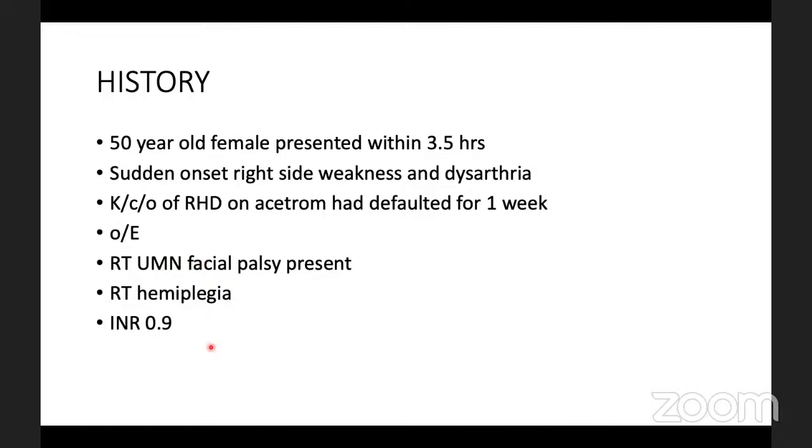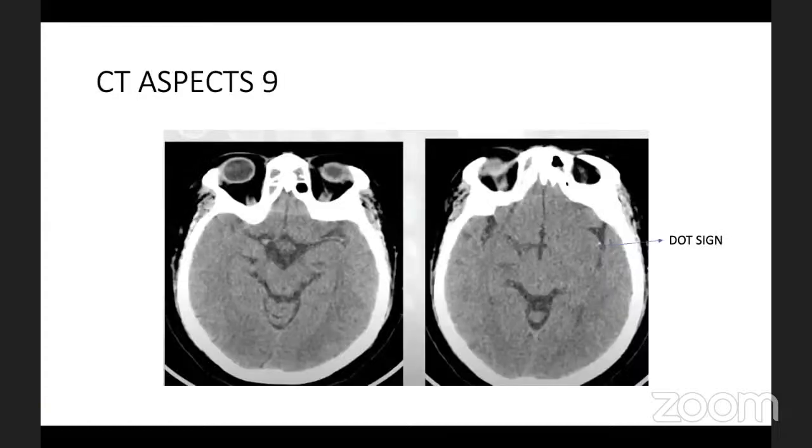The INR was subtherapeutic, less than 1.7, so she can be taken up in the IVT window. So less than 3.5 hours with subtherapeutic INR can be taken for IVT. Also can be taken for mechanical thrombectomy if there is a large vessel occlusion. Let's see what she has. So this is the CT ASPECT. What we see here is a dot sign.